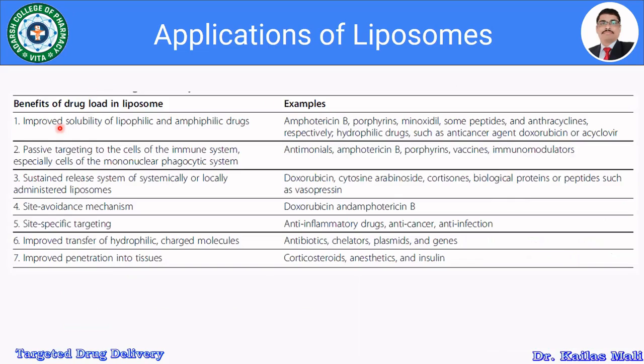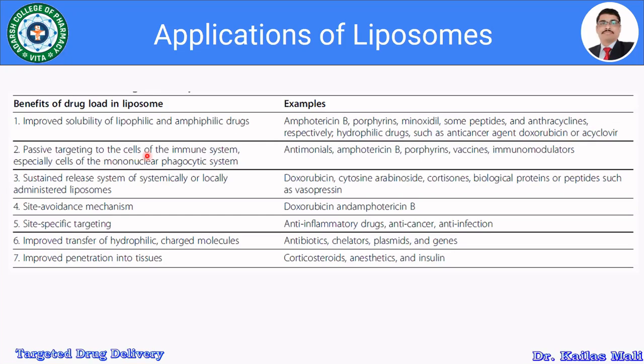Let us see some benefits of liposomes which are specific to the drugs. The first one is improved solubility of lipophilic and amphiphilic drugs. Here I have listed some drugs. In these cases, the solubility of the drug is going to be increased. That is amphotericin B, porphyrins, minoxidil, some peptides, anthracyclines, and hydrophilic drugs such as the anti-cancer agent doxorubicin and acyclovir.